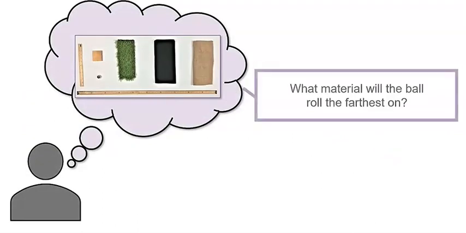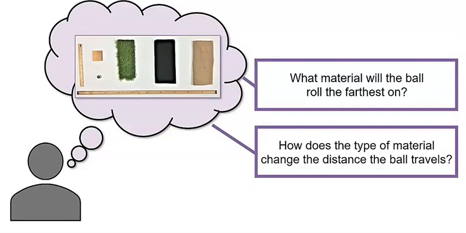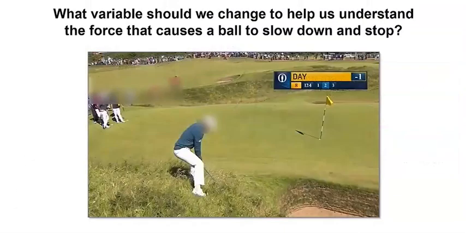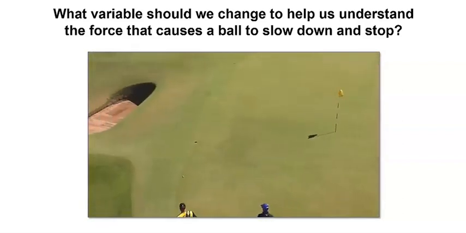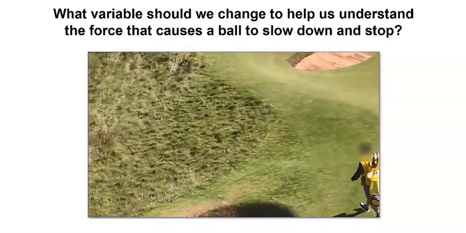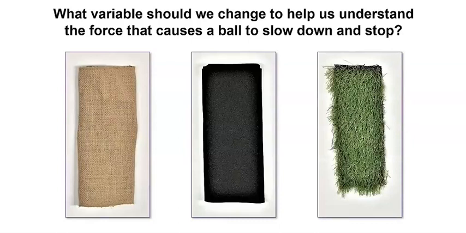Maybe you wonder, what material will the ball roll the farthest on? Or how does the type of material change the distance the ball travels? Those are great questions. Now that we have some questions ready, let's think about how we can use our questions to design an investigation. Based on our questions, what variable should we change to help us understand the force that causes a ball to slow down and stop? We noticed that the golf ball rolled faster on shorter grass than on longer grass, which made us wonder if the surface the ball rolls over affects its motion. So I think we can change the type of material the ball rolls on. Then we can observe how the ball slows down and stops on each one.